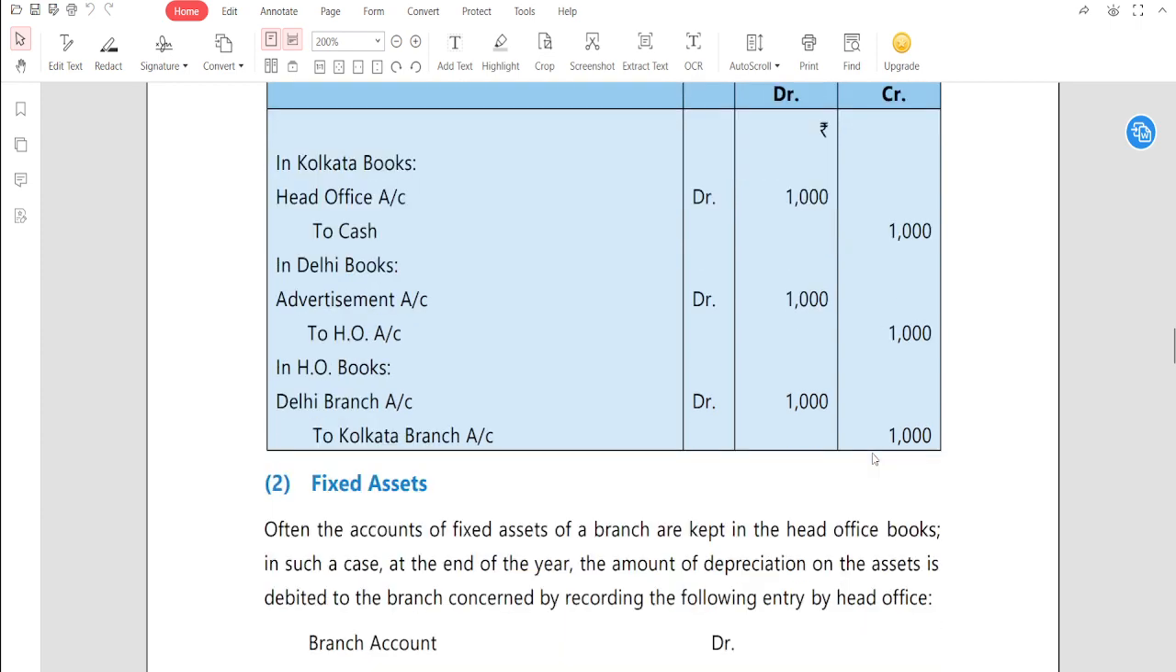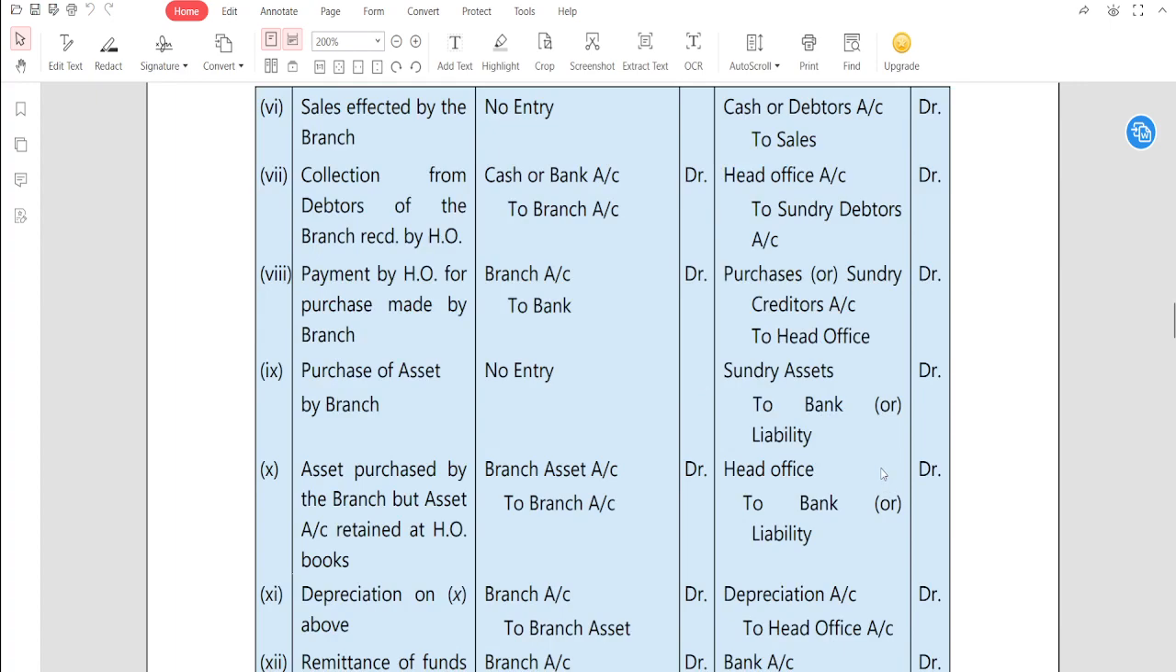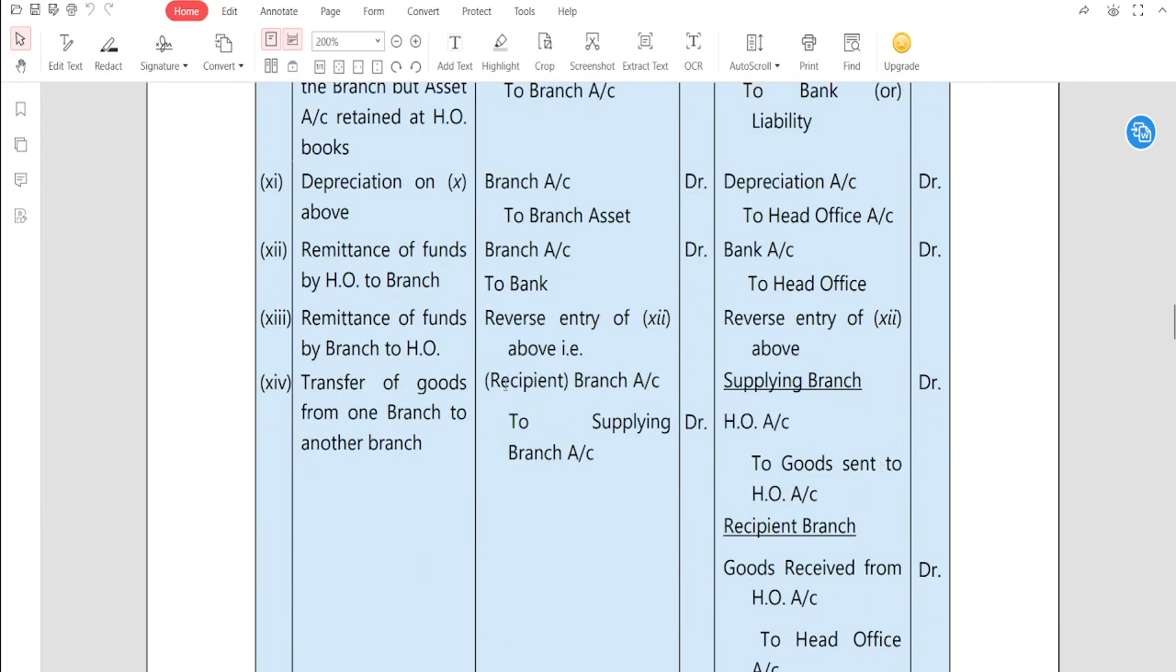Okay, but HO books में क्या हुआ है देखिए, Delhi branch to Kolkata branch because क्या बोला था मैंने आपको कि क्या होगा, recipient branch account debit to supplying branch. देखिए यही हुआ था जनरल ना, recipient branch account debit to supplying branch. Always remember the giver will be the credit because these are personal accounts. These are the branches, basically the supplying branch and the recipient branch. If you see, they are treated like a personal account. So recipient branch is the receiver, supplying branch is the supplier. So that's why it's a debit, that's a credit.